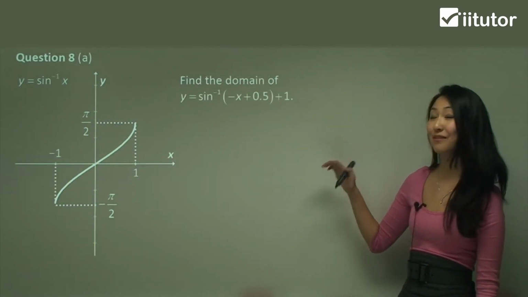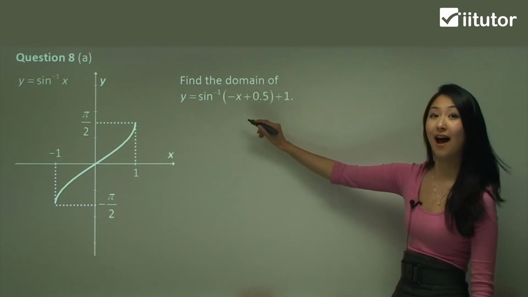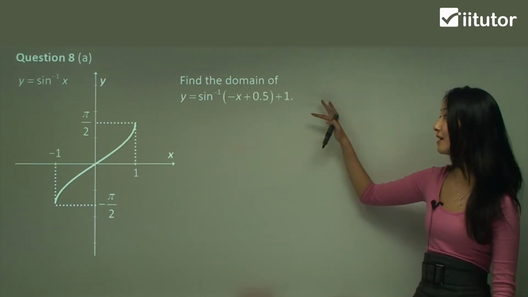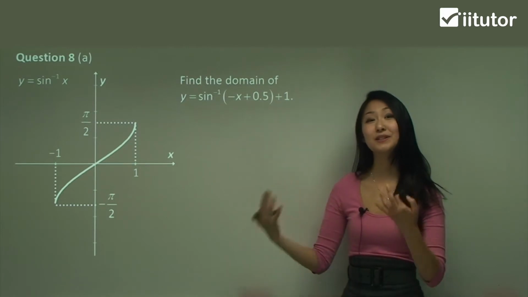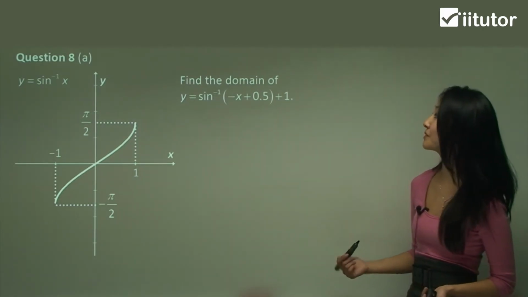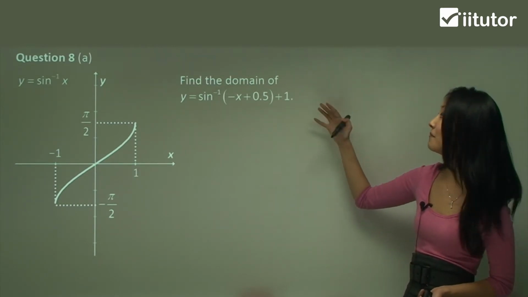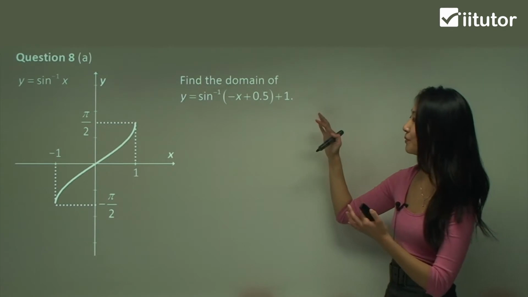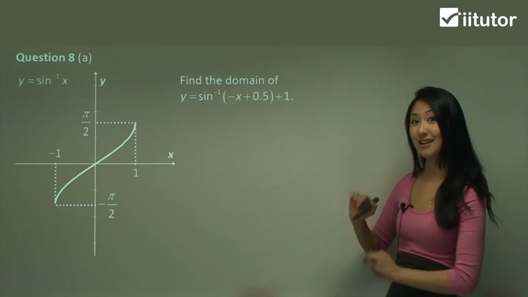So in question 8, we've been given the new function of y equals the inverse sine of negative x plus 0.5, plus 1. So here we're going to be doing similarly what we did in the previous question. Okay, so just going to be practicing those rules. So we want to find the domain of this. So remember, to find the domain, what we want to do is consider the input of the inverse sine. So the input is going to be what in this case?